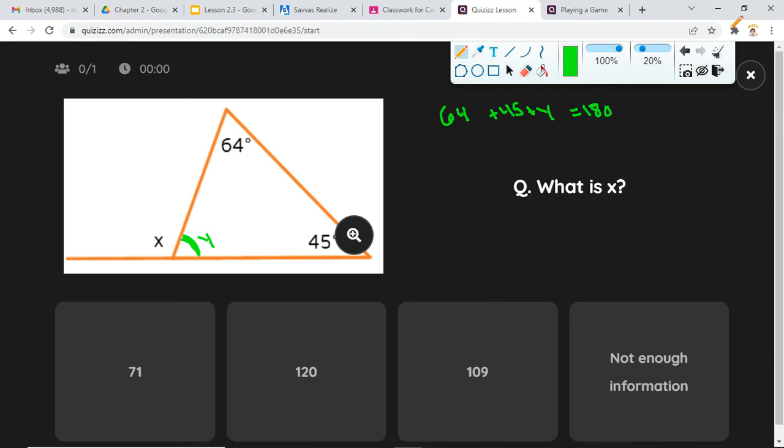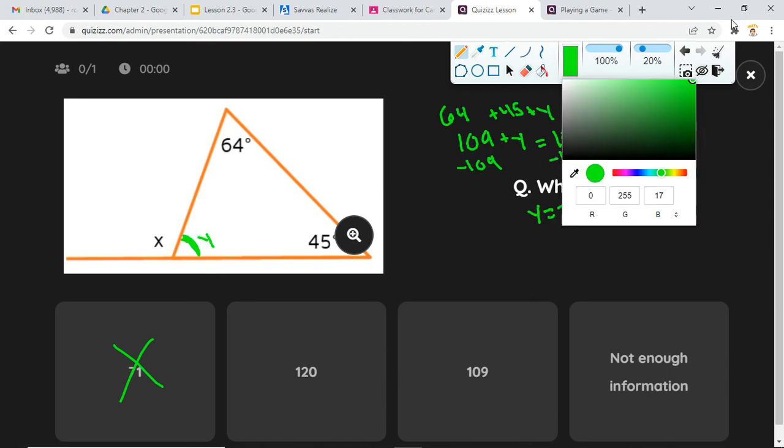Which means that 60 plus 40 is 100, and 4 plus 5 is 9. 109 plus Y is equal to 180. So by subtracting 109 from both sides, we get Y is equal to 71 degrees. But remember, that's not the angle measurement of angle X, which we were trying to find here. So you would not want to choose 71 degrees for your angle measurement.